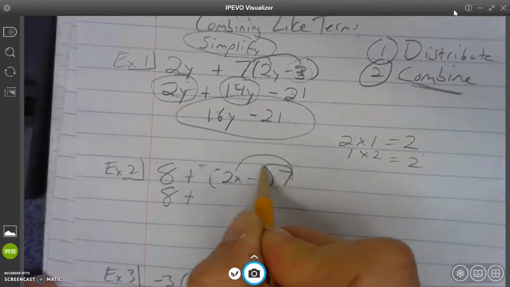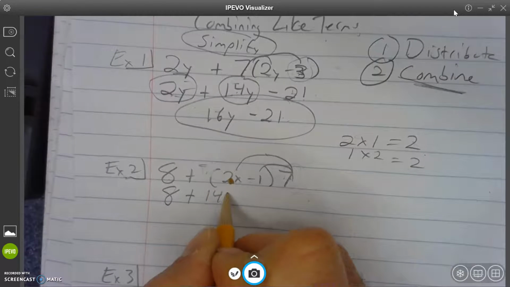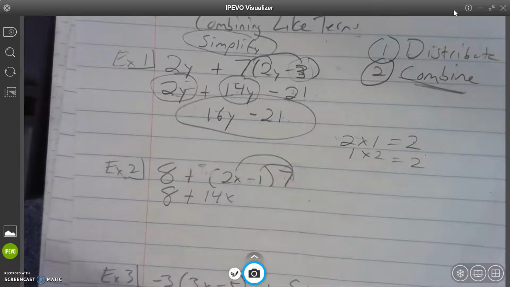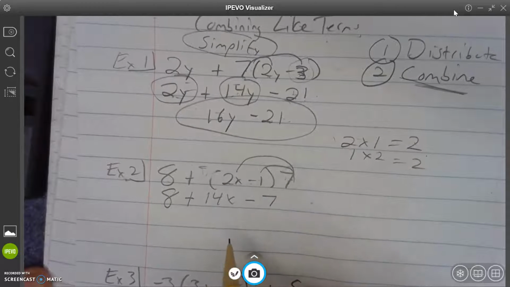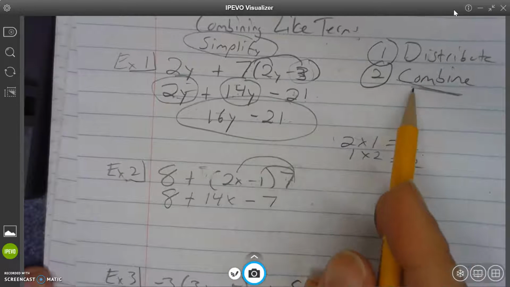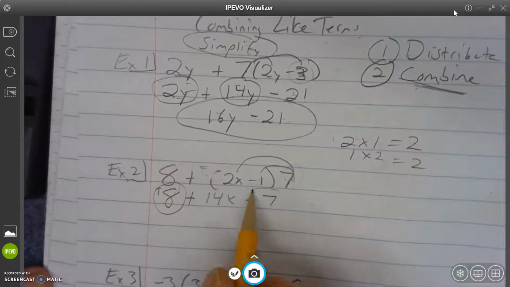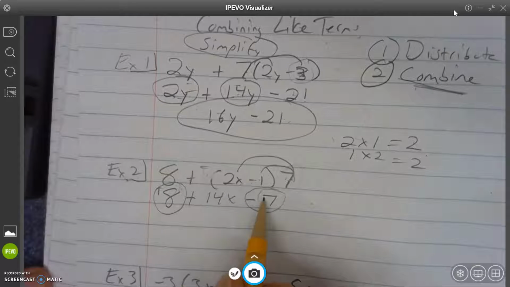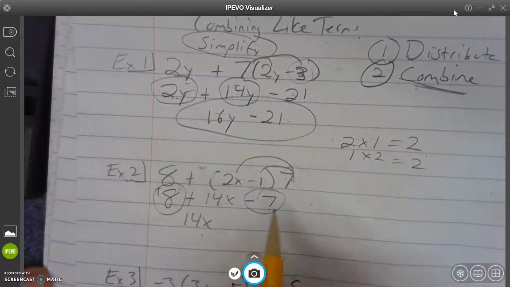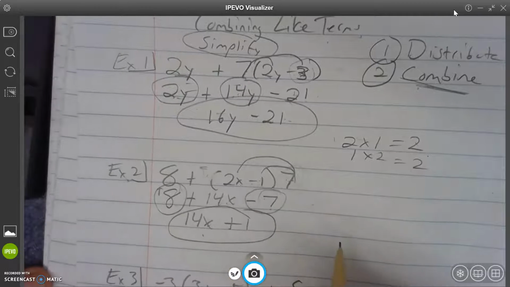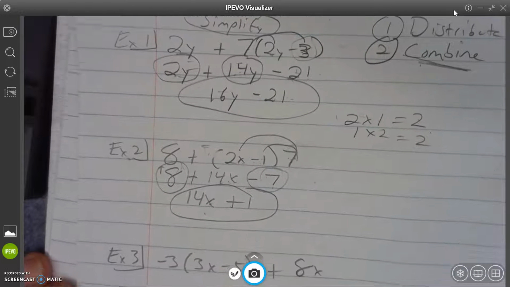So I'm just going to bring the 8 down like normal. 7 times 2x and 7 times negative 1. 7 times 2x is 14x. Cool. 7 times negative 1 is negative 7. Okay, so we distributed. Next, combine like terms. So 8, that's positive 8 minus 7. The 14x is a different term because that's a different variable. 8 minus 7 is positive 1. There we go, 14x plus 1.